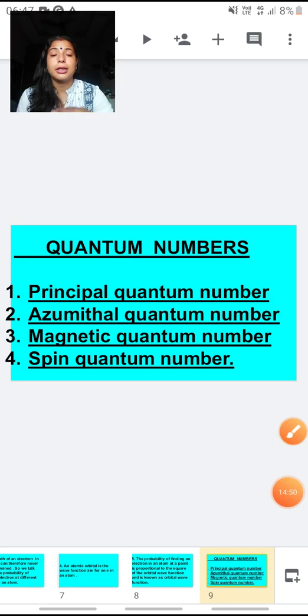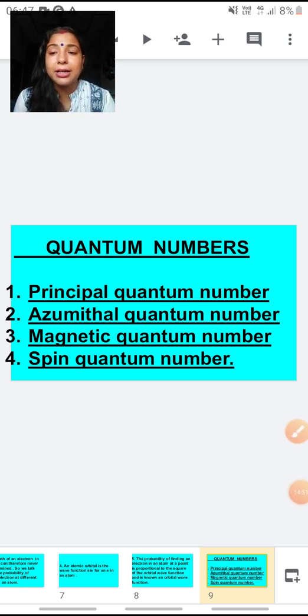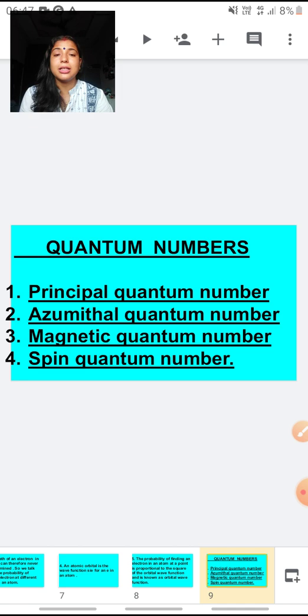Next is the magnetic quantum number. Children, we will be discussing this magnetic quantum number and spin quantum number in the next presentation. Till then, go through this quantum mechanical model of the atom properly. Read about the Schrödinger wave equation and the Heisenberg uncertainty principle also. Though it is not there in your syllabus, you should go through it. Then only you will be able to understand the next concept. Okay, thank you. Sai Ram.